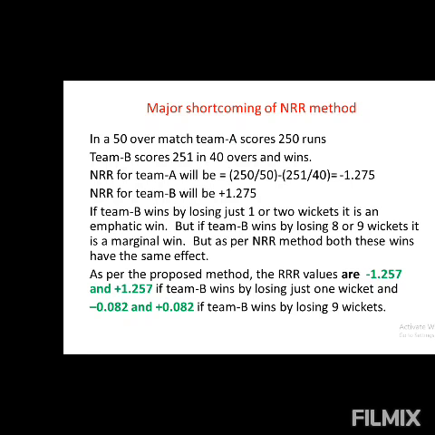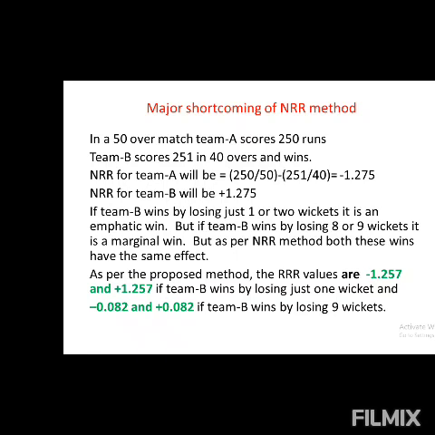On the other hand, if you use the proposed NRRR method, you will get results like this. If Team B has lost only 1 wicket, then the run ratio will be somewhat similar to this, minus 1.257 and plus 1.257. But if they had lost 9 wickets, then you can see the ratios are minus 0.082 and plus 0.082. That means only a marginal difference in run ratio. So that is the advantage of the proposed method.